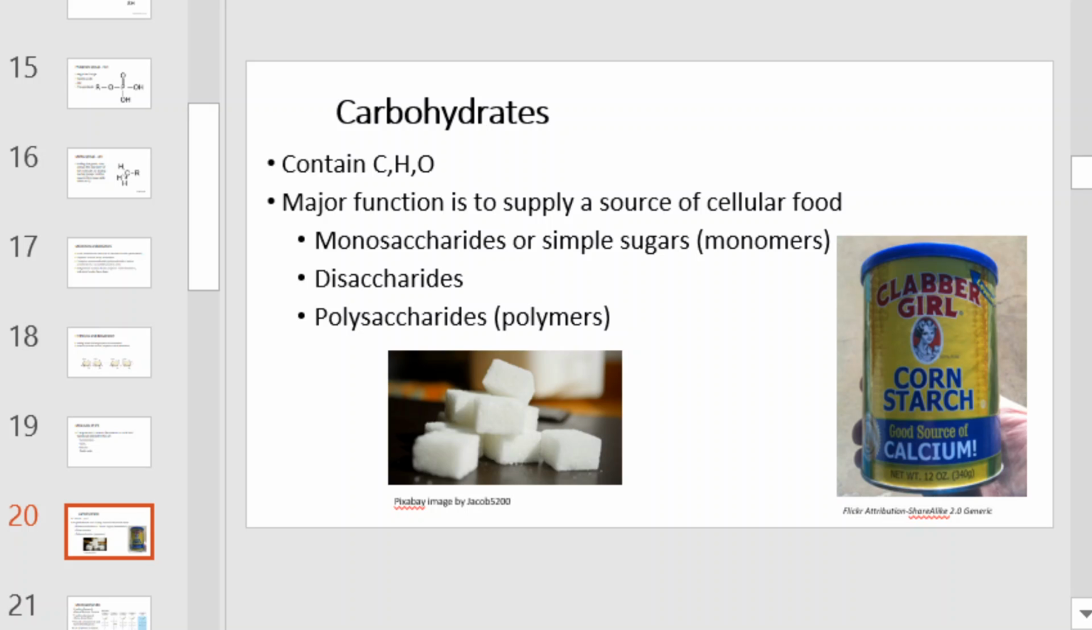The major function of a carbohydrate is to supply energy, or to be a source of cellular food. Monosaccharides, disaccharides, and polysaccharides are all examples of carbohydrates. Monosaccharides are the most simple, disaccharides are a combination of two monosaccharides, and polysaccharides are the most complex.